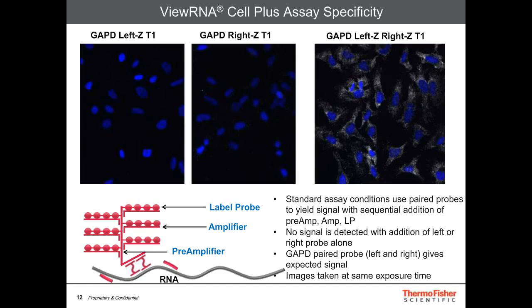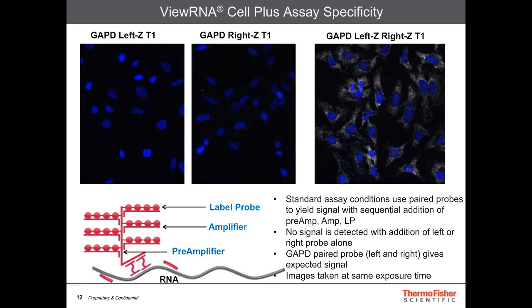You can see in the two images on the left and in the center that there is no corresponding signal of RNA. The RNA signal here would be white, and the only thing you see are the nuclei of the cells, which are stained blue with DAPI. On the right-hand side, where you see the white punctate dots, each dot corresponds to an individual GAPDH mRNA. The image on the right is done under standard conditions, where we've used paired probes, the left and the right probe together, to yield the signal.